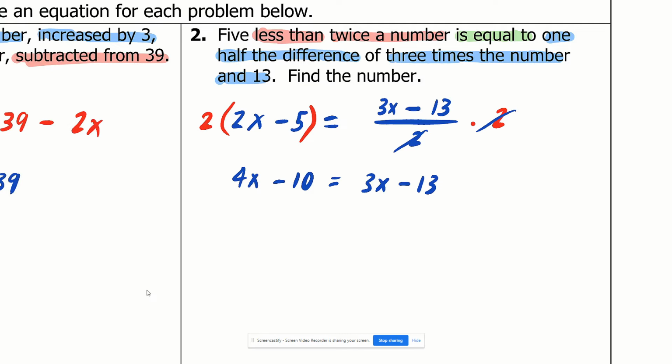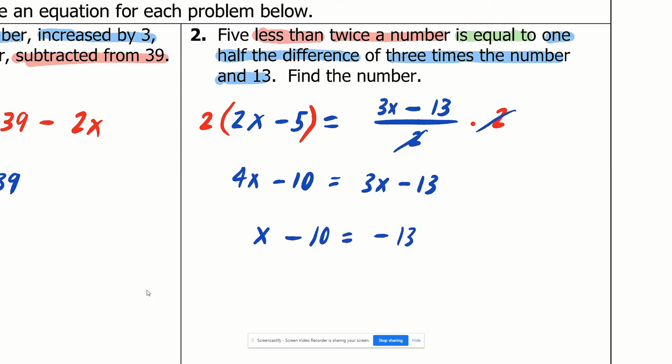3x. How will I move that 3x? Subtracting. What's 4x minus 3x? 1x, or we could just write x. Right? You don't need the 1x. It's understood. And then what else comes down? Minus 10 equals negative 13.